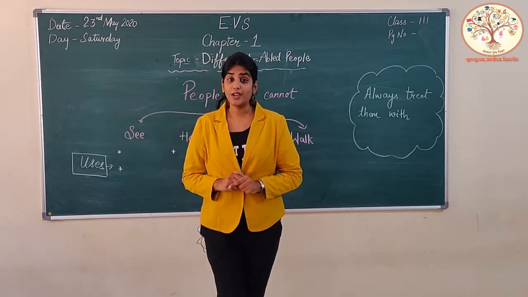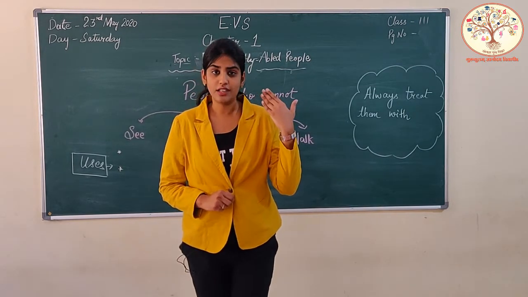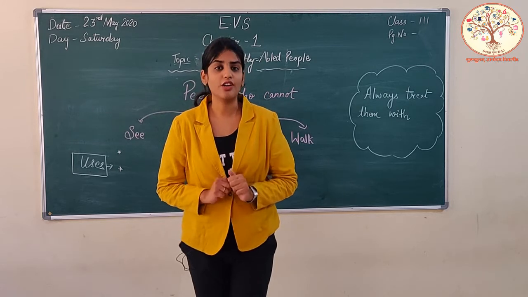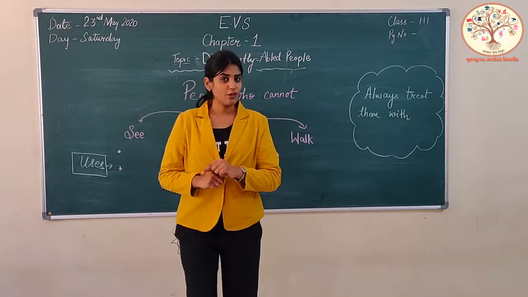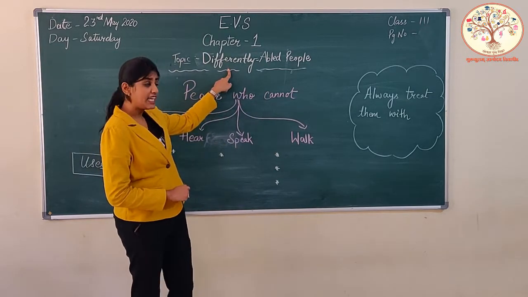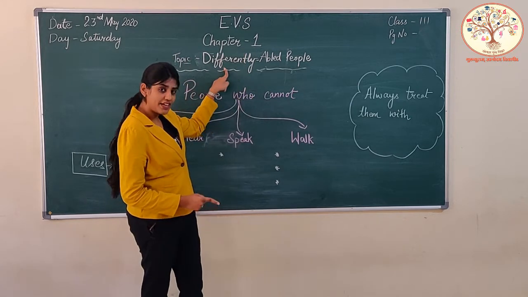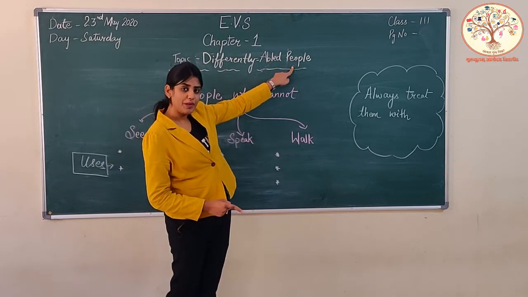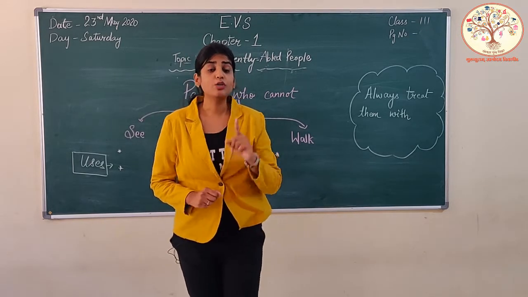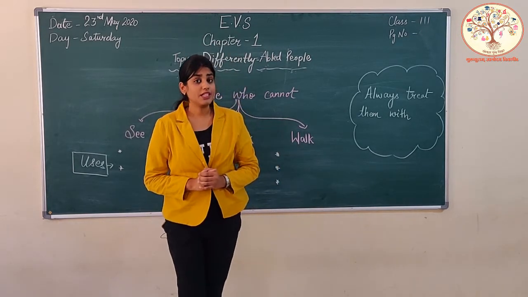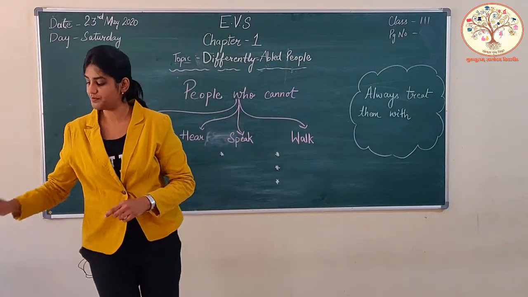So today we are going to talk about some people who cannot see, who cannot hear, who cannot speak, even who cannot walk. Do you know what we call those people? We call them differently abled people. Repeat after me. Differently abled people. Now, I am going to show you some methods how these people overcome their disability. Okay? Now, let me show you.